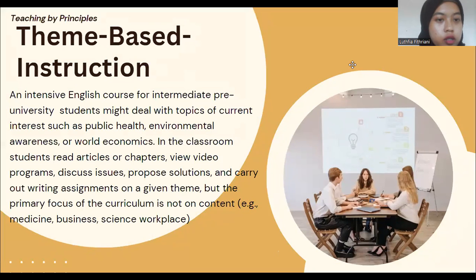So here is an example of theme-based instruction. An intensive English course for intermediate pre-university students may deal with topics of current interest such as public health, environmental awareness, or world economy. In the classroom, the students read articles or chapters, view video programs, discuss issues, propose solutions, and carry out writing assignments on a given theme. The primary focus of the curriculum is not on content, for example, medicine, business, and science workplace.